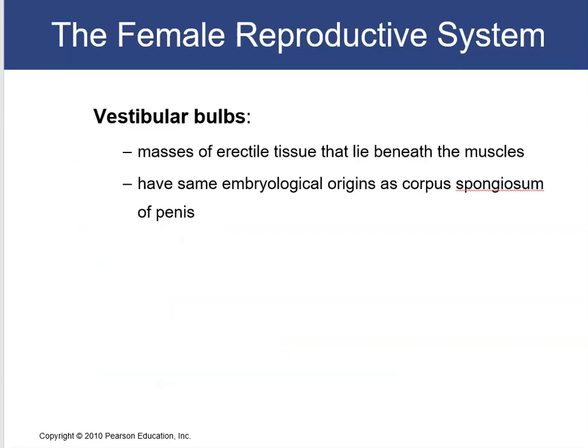In the walls of the vagina, you will find vestibular bulbs. These are masses of erectile tissue that lie beneath the muscles. Here's one of those structures I talked about in the beginning. The vestibular bulbs have the same embryological origins as the corpus spongiosum of the penis. They are erectile tissue.